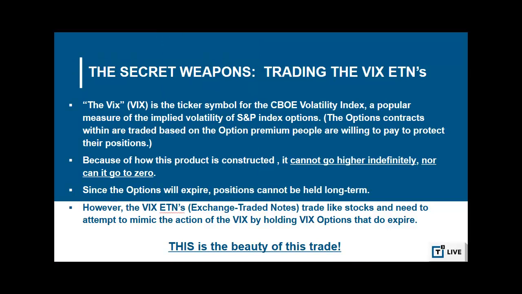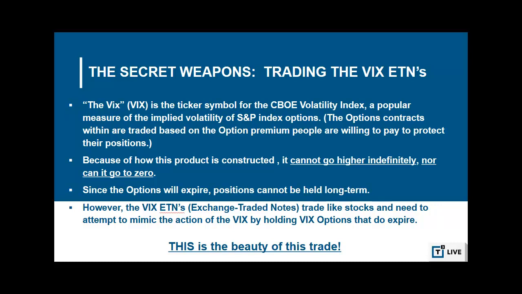The VIX is the ticker symbol for the CBOE Volatility Index, a popular measure of implied volatility of the S&P index options. The options contracts within are traded based on the option premium people are willing to pay to protect their positions. So what that means is the more risk that's out there, or is perceived through these options, shows the fear in the market. It's much like if you have coastline property and you need to protect yourself from a hurricane, you're going to pay more for home insurance than somebody in the upper Midwest.